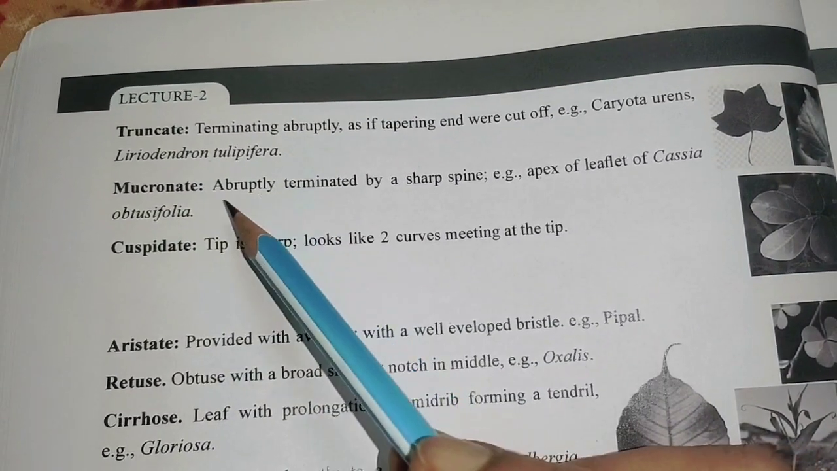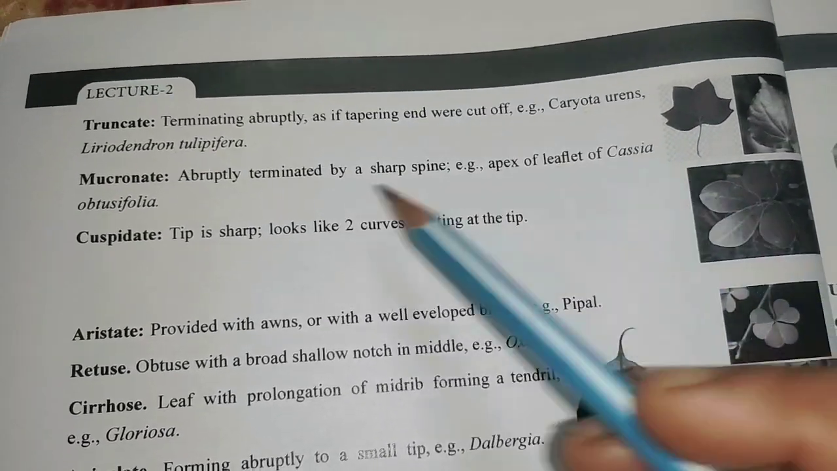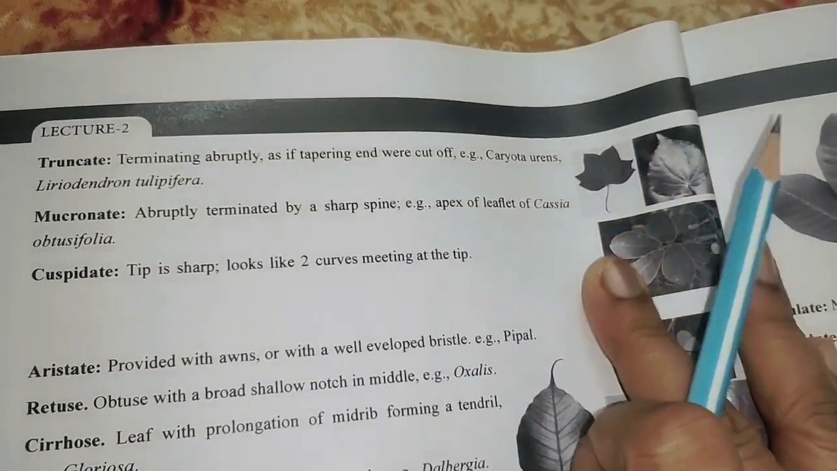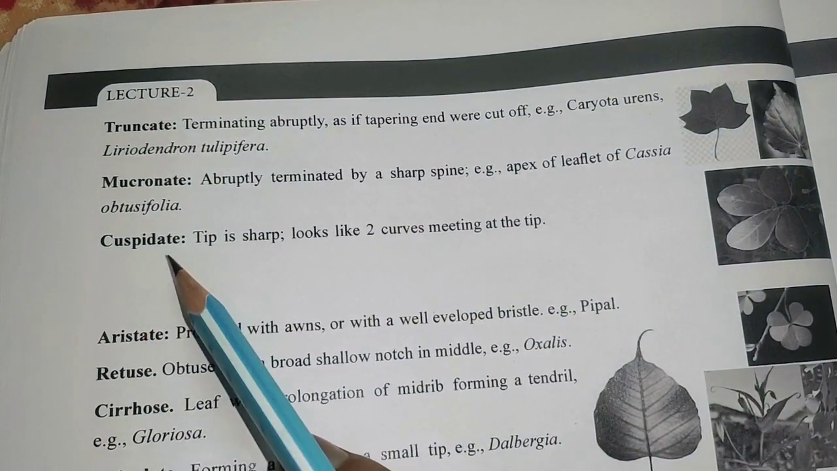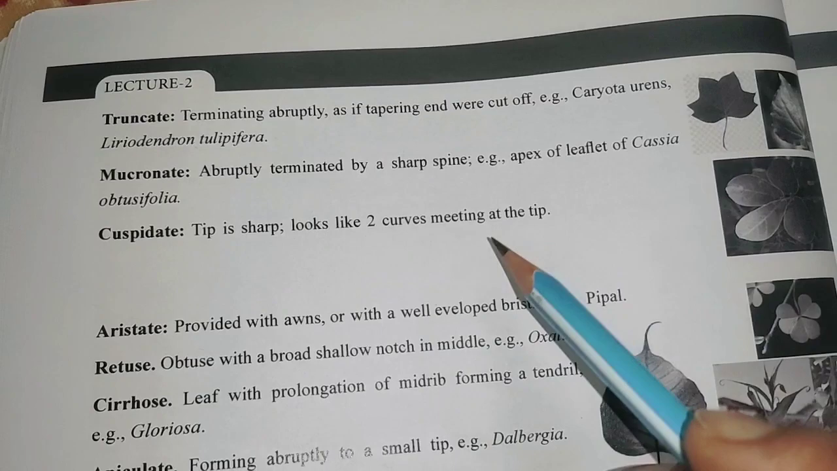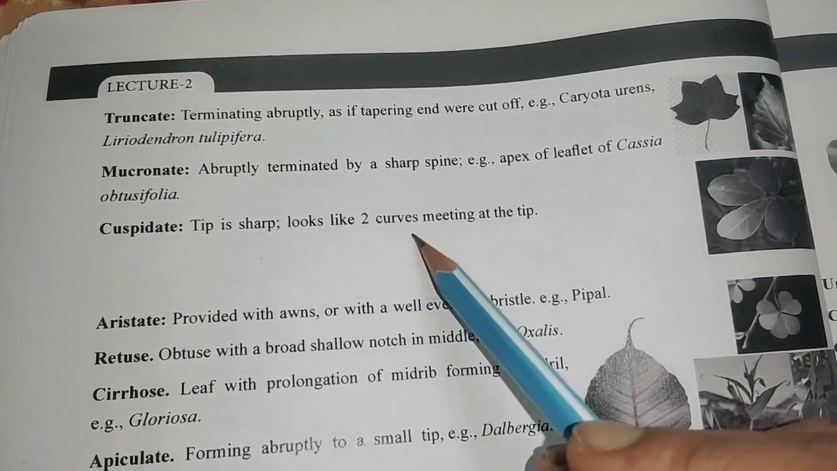Mucronate, abruptly terminated by a sharp spine, for example, the apex of leaflets of Cassia obtusifolia. Cuspidate, the tip is sharp, looking like two curves meeting at the point at the tip.